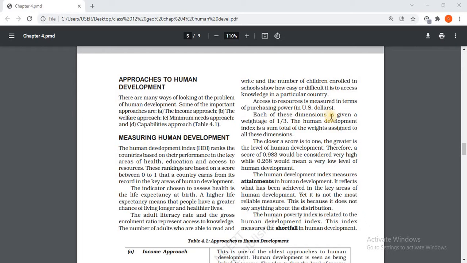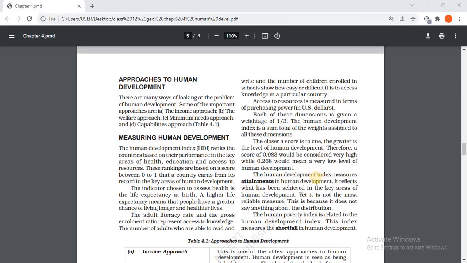Each of these dimensions is given a weightage of 1/3. The Human Development Index is the sum total of the weights assigned to all these dimensions. The closer a score is to 1, the greater is the level of human development. Therefore, a score of 0.983 would be considered very high, while 0.268 would mean a very low level of human development.